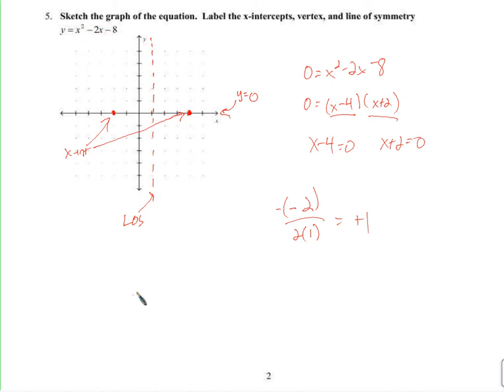Plug 1 in here. I got 1 squared minus 2 times 1 minus 8. So 1 minus 2 minus 8, that's negative 9. I'm going to go ahead and make this negative 2, negative 4, so on to negative 10. So that would put my 1, negative 9 right there. And my parabola looks like this. There we go. Vertex. All right, everything's labeled. Here we go, next one.